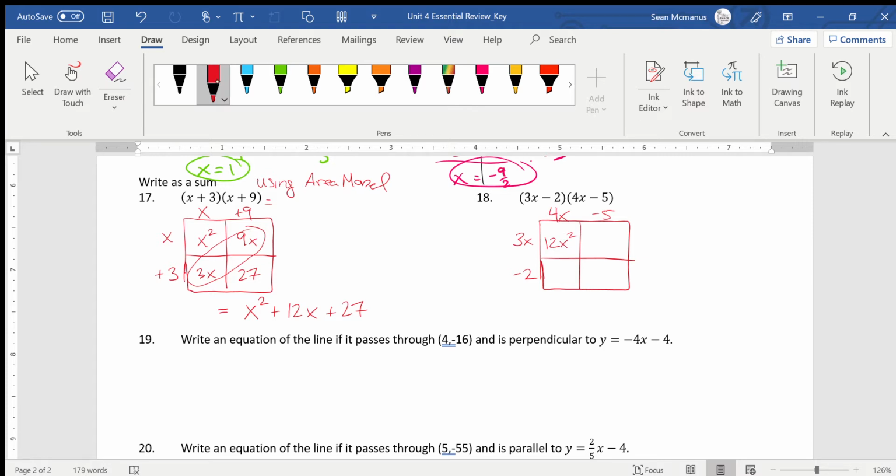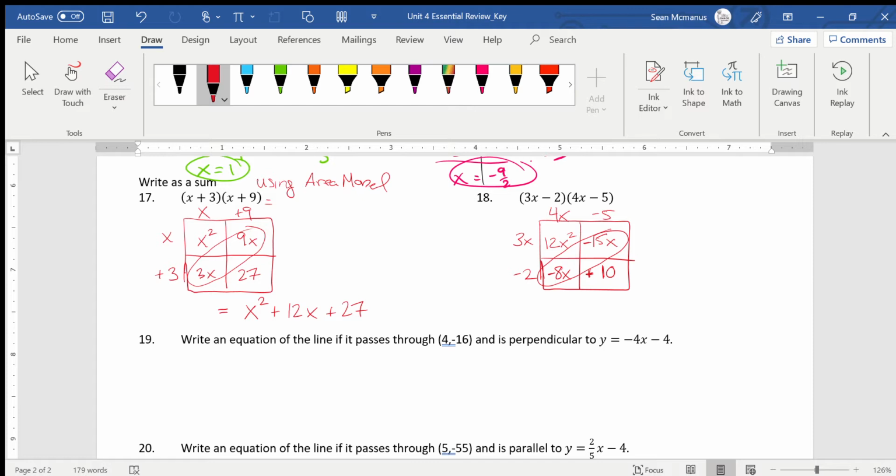Top right box, 3x times negative 5 is negative 15x. Bottom left box, negative 2 times 4x is negative 8x. And the bottom right box, negative 2 times negative 5 is positive. Negative times a negative is a positive. 5 times 2 is 10. And again, those two can be combined.